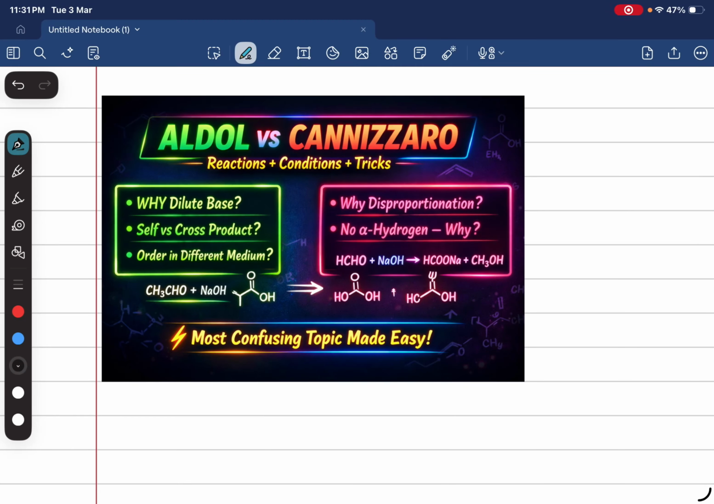Let's clear all these questions in aldol and Cannizzaro reaction. The first one, why is dilute base used in aldol condensation? What are self or cross reactions in both aldol and Cannizzaro reaction? And the order of Cannizzaro reaction in different basic mediums. And why is Cannizzaro reaction a disproportionation reaction? Why do no-alpha-hydrogen carbonyl compounds prefer to undergo Cannizzaro reaction? Let's clear all these doubts in this video.